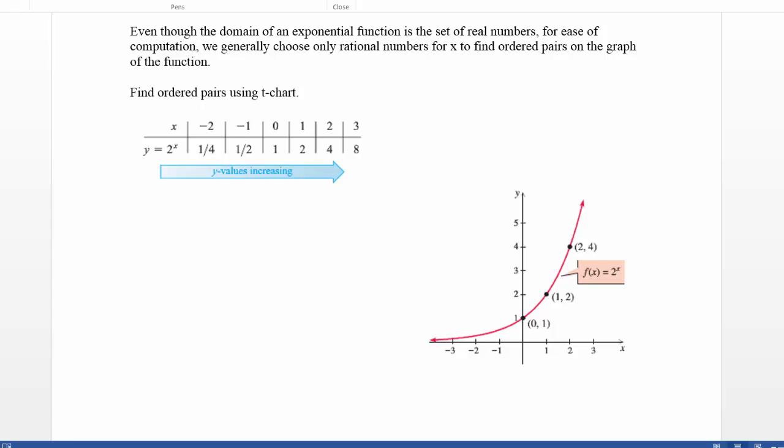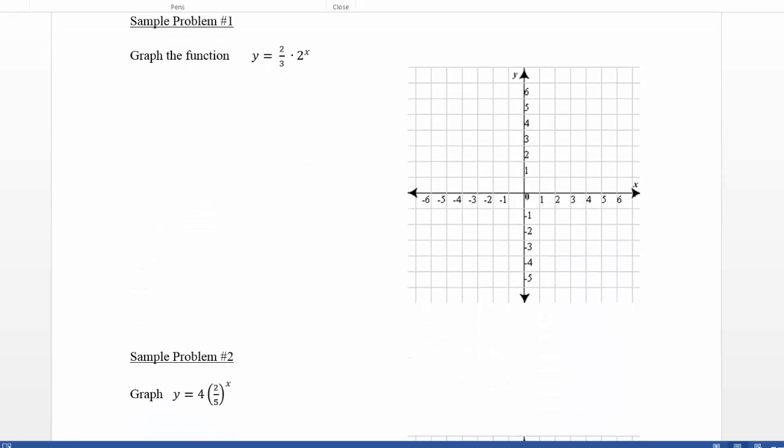Every now and then you'll end up with a fractional point, but it shouldn't be too bad from time to time. And since you know the basic shape determined by the asymptote, plotting a y-intercept and one additional point may be all that's necessary. So if you go ahead and take a look at the next sample problem here, go ahead and graph these two sample problems and come back and take a look at the solution.